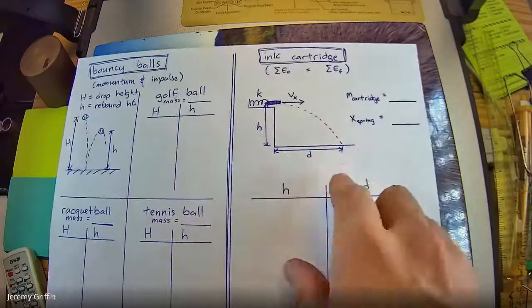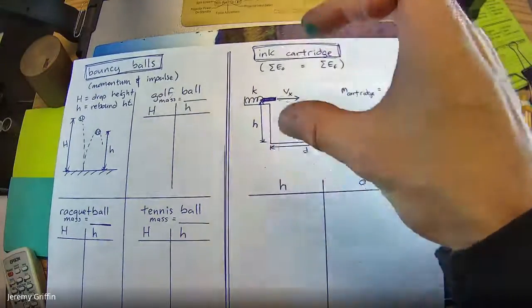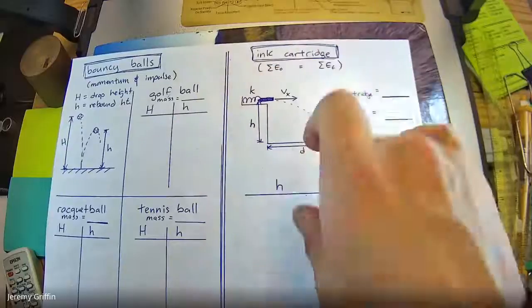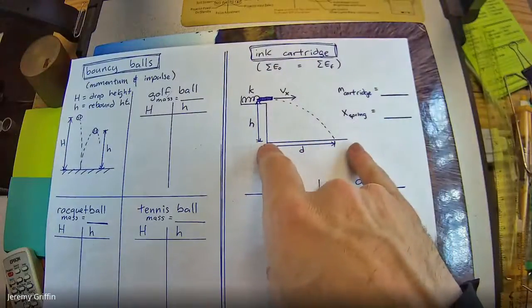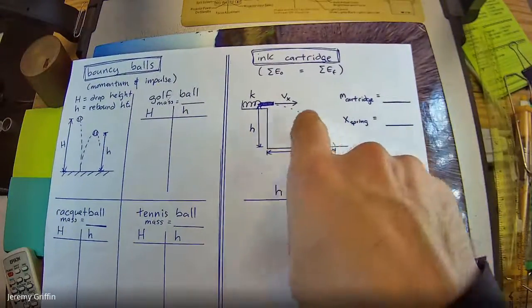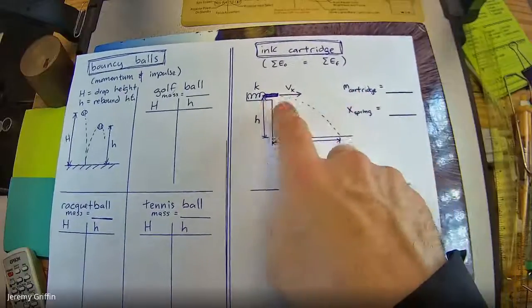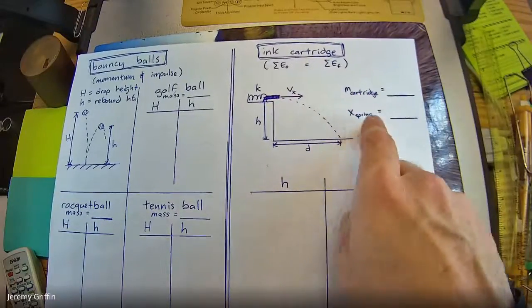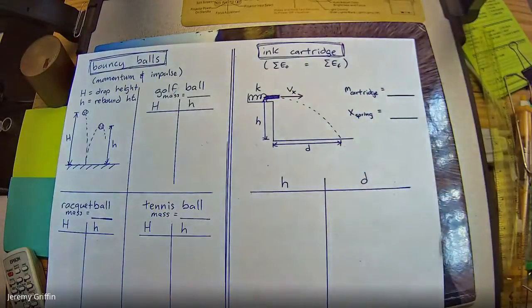If I know the height that I shoot it from and how far it goes, and I know maybe the mass of the cartridge, and I know how much the spring is being compressed, then maybe there's something you could figure out from that. I could think of one particularly good question.